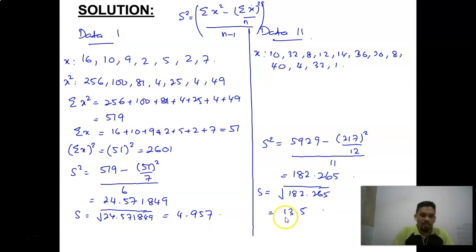So from these two results, 13.5 and 4.957, hence data 2 is more dispersed than data 1.